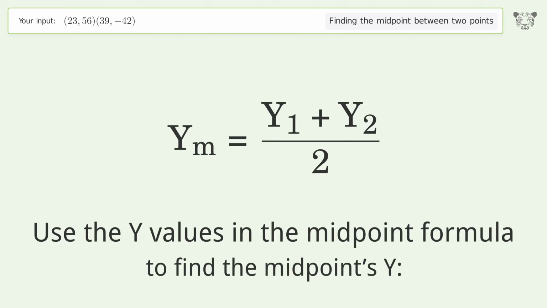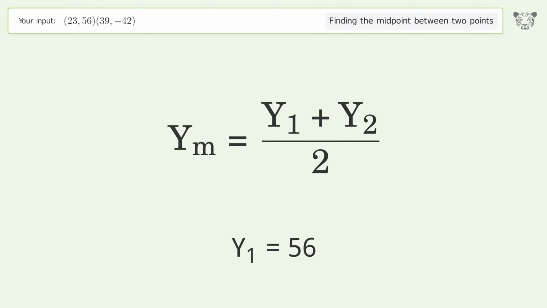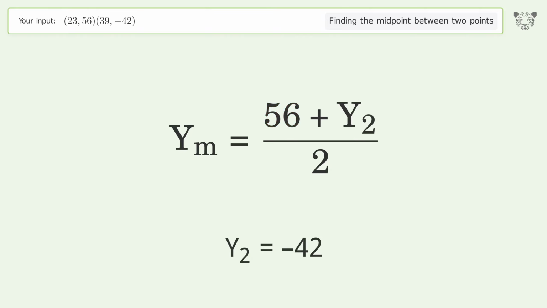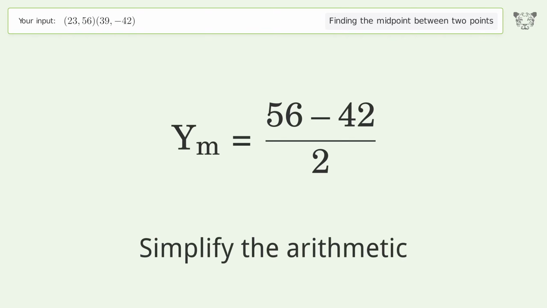Use the y values in the midpoint formula to find the midpoint's y. y1 equals 56. y2 equals negative 42. Simplify the arithmetic.